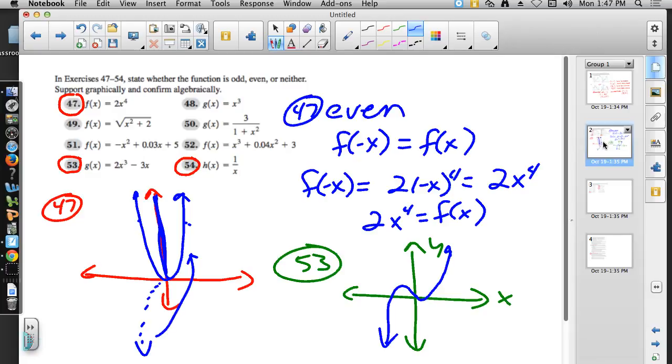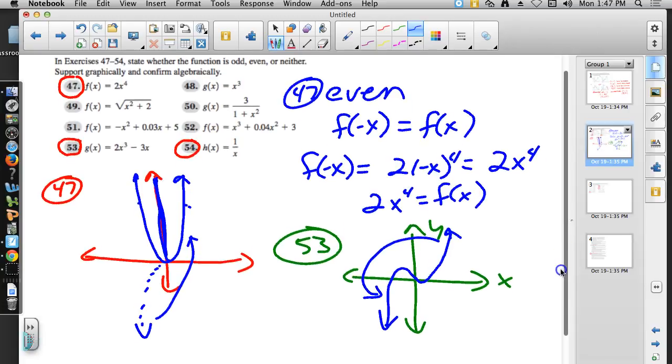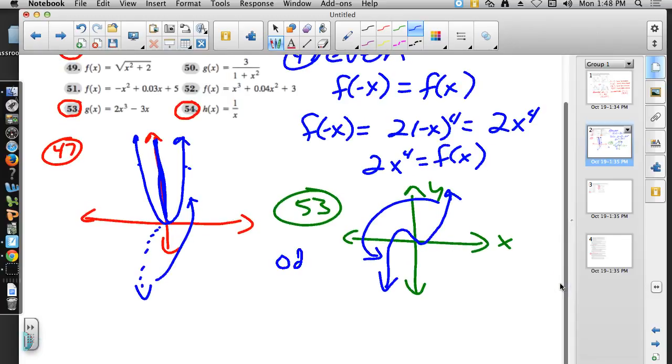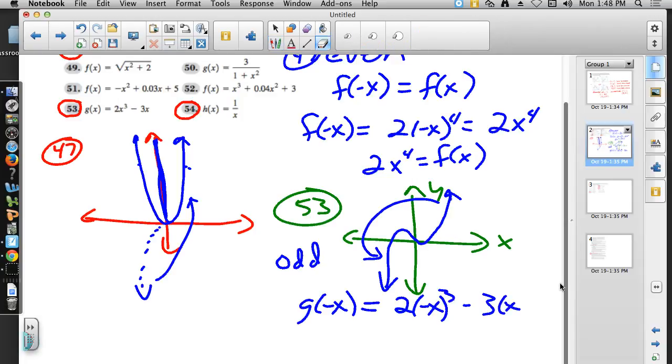Well, pretty obviously that's not even. However, odd, yeah, we might have some symmetry here around the origin, because if we took this and rotated it down here, this looks like it would be a perfect match. But to verify that, I'm going to go ahead and put odd for now. To verify that, I need to see g of negative x and see what happens. So what I do is I take that 2x to the third minus 3x and I put in a negative x in replacement for any of the x's that we see. And then we need to check the sign.